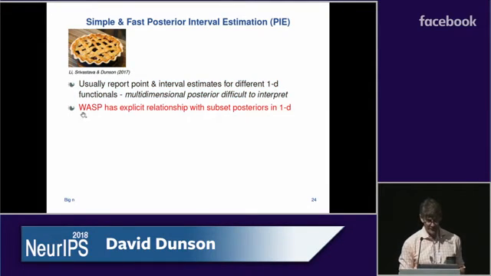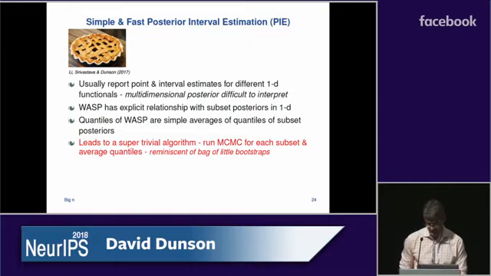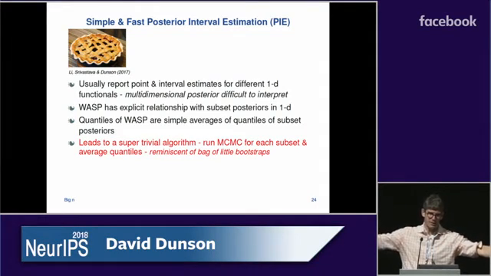If we do that and think about the Wasserstein barycenter of the subsets, it has an explicit relationship with the subset posteriors in 1D. In particular, the quantiles are simple averages of quantiles of the subset posteriors. And so this leads to a really trivial algorithm. What we do is we have a giant data set, we break it up into shards, we throw those on different machines, and we run MCMC in parallel with the likelihood raised to that power that I mentioned. That's really easy. Now, what do we do?